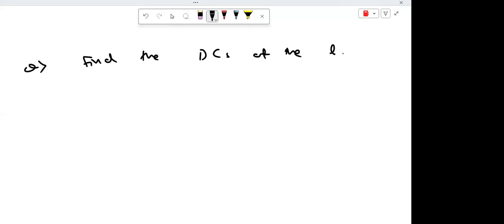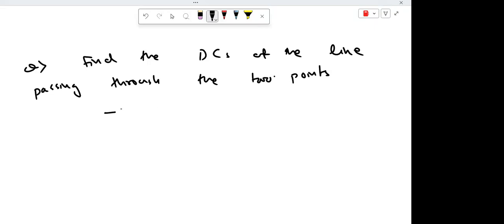The question says, find the direction cosines of the line passing through the 2 points -2, 4, -5 and 1, 2, 3.